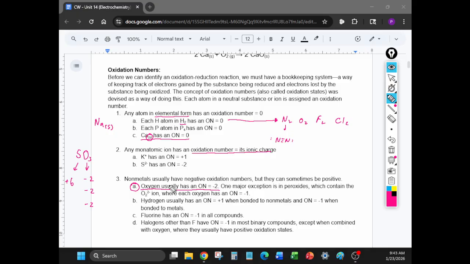The only exception is when you have a peroxide ion, O2 2-, and in that situation, each oxygen has an oxidation number of -1. Okay, and this is the one that you're typically going to need to know for most of them. There are other rules that you can take a look at. I'm not going to talk about them here because oxygen is the one that usually drives everything.